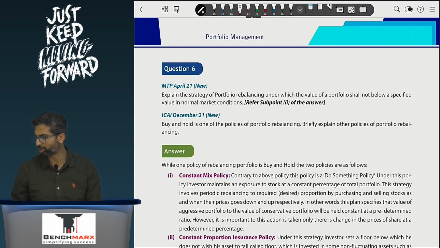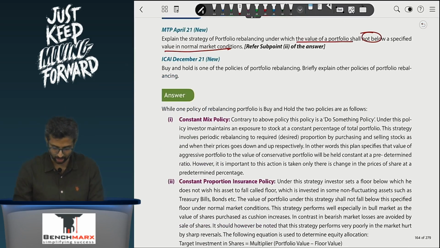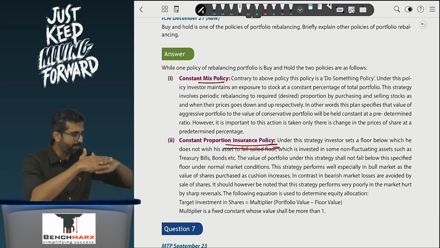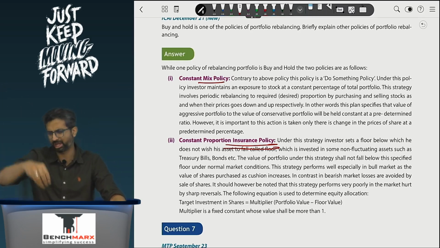Explain the strategy of portfolio rebalancing, under which the value of a portfolio shall not fall below a given level. So we did a couple of strategies, if you remember, in mutual funds. One was a constant ratio plan where we were saying brother, 50-50, it should not go below that, and the second was CPPI. In CPPI we defined a floor value, if you remember, and said the value cannot go below the floor value. So there are constant mix policy or CPPI. As you see, there is an overlap between practical and theory, systematic and unsystematic, CPPI, constant ratio. There sums came, here the theory for it can also come.